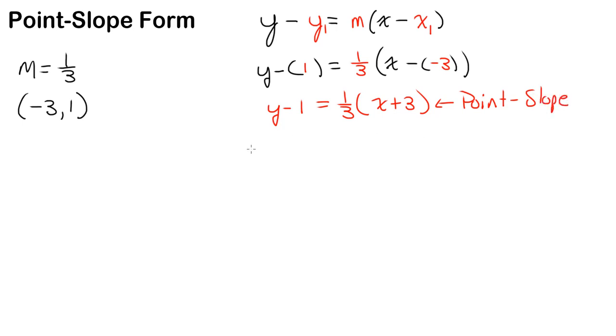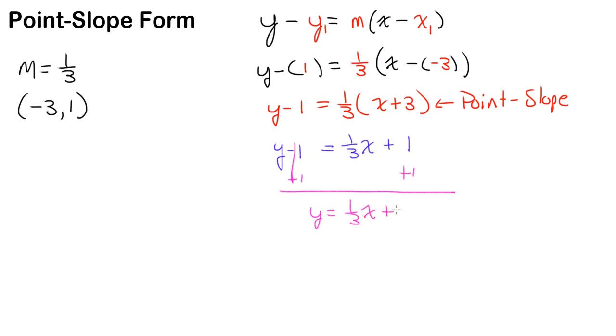If we want to go ahead and write our equation in slope-intercept form, then we just need to take the next step, which is to distribute. So 1/3 times x is 1/3 x, and 1/3 times 3 is 1. And on the other side, y minus 1, and then we solve for y. So I'm going to add 1 to both sides, and I get the equation y equals 1/3 x plus 2. And so this is our equation in slope-intercept form.